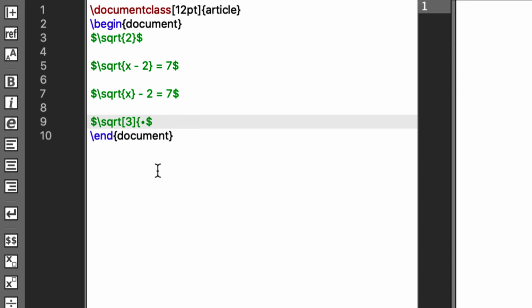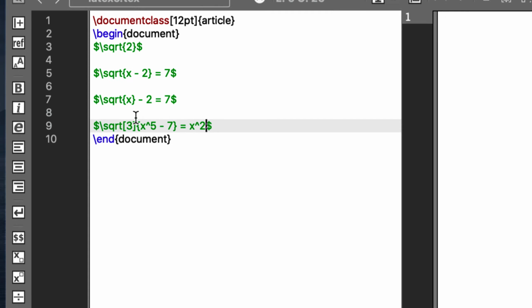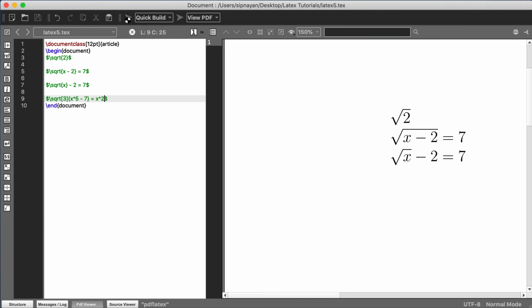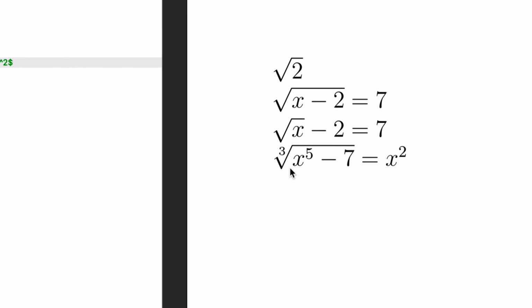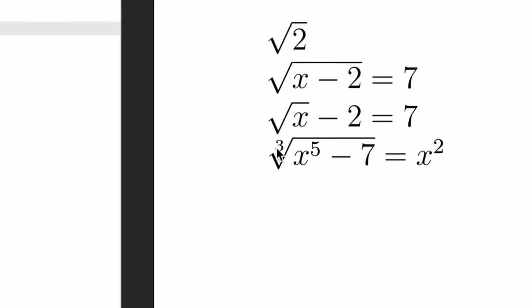And then, x to the 5th minus 7 is equal to x squared. So, since yung x to the 5th minus 7 ay nasa loob ng curly brackets, ibig sabihin nasa loob ito ng radical sign. So, i-save natin, tapos i-run ulit. Okay, so ito na yung ating cube root, no? So, meron tayong 3 dito sa index niya.